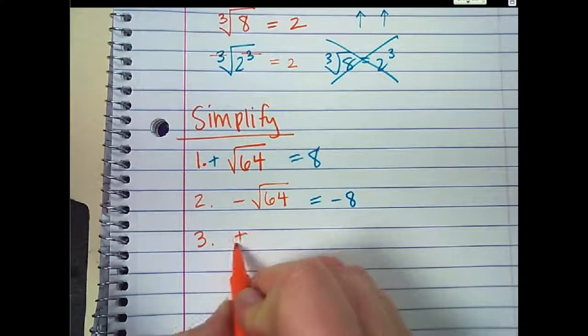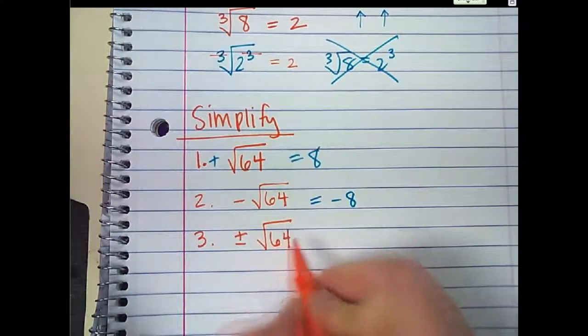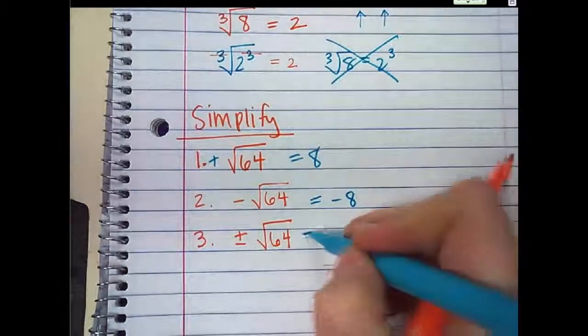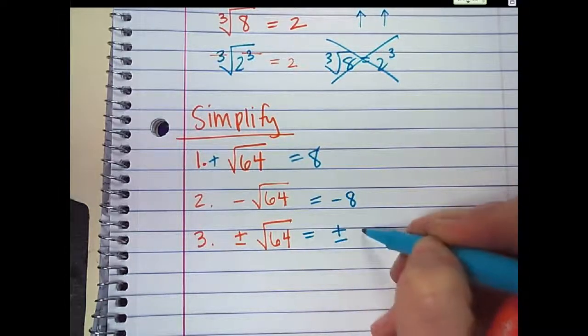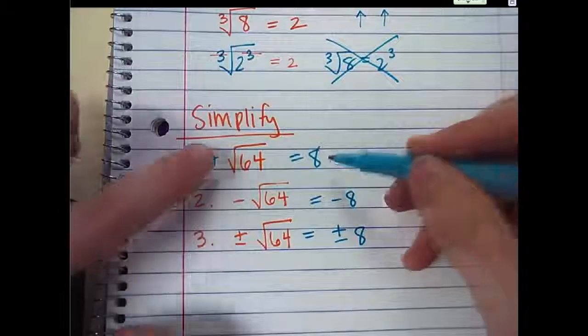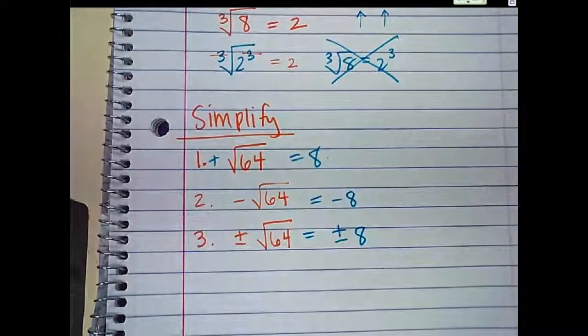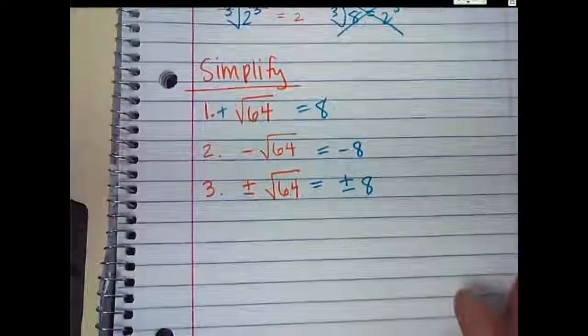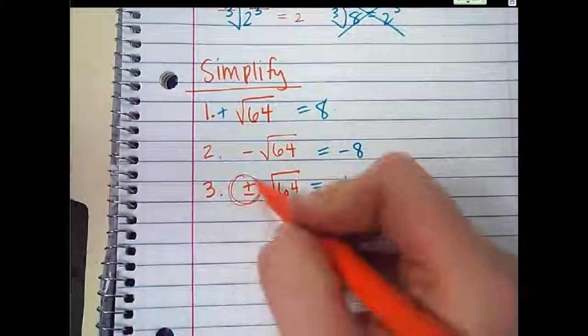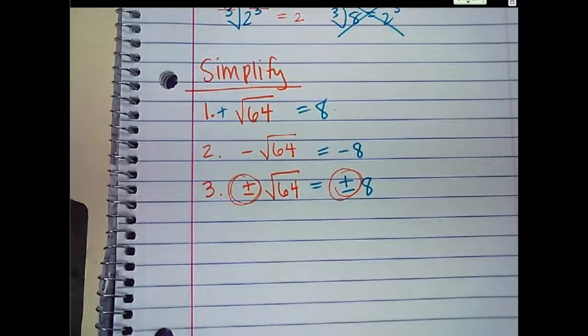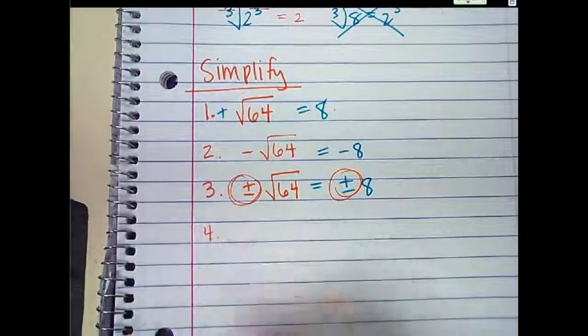What if they put a plus or minus square root 64? Plus or minus 8. That's it. So now instead of just a positive or just a negative, they're just saying, well, we want the positive and the negative version. That's it. If there's something in front, it just stays in front. That's it. Okay, number 4.